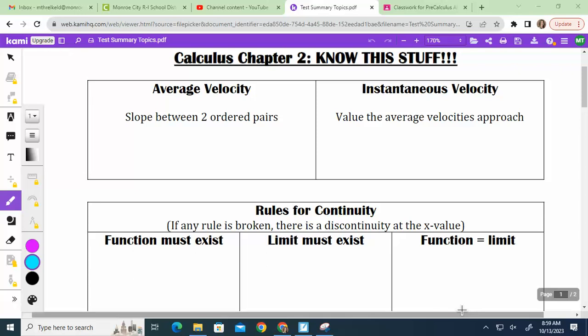And so you need to know the difference between average and instantaneous. So I have on there, average velocity is just the slope between two ordered pairs. And we know slope is y2 minus y1 over x2 minus x1.